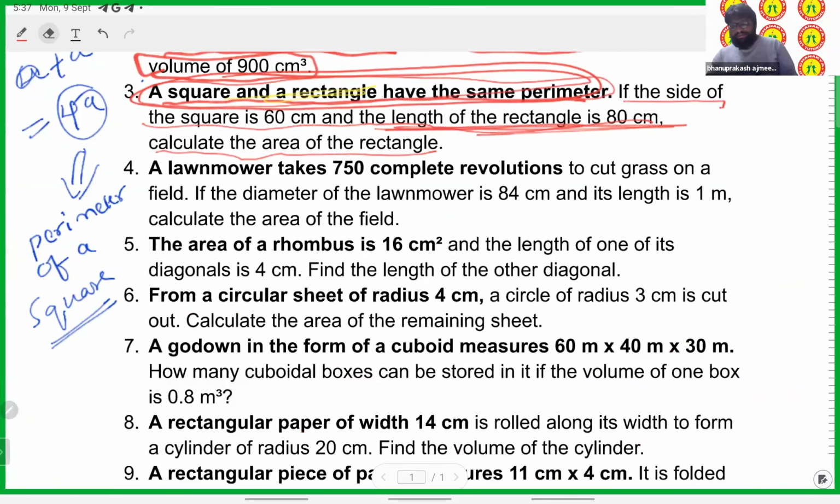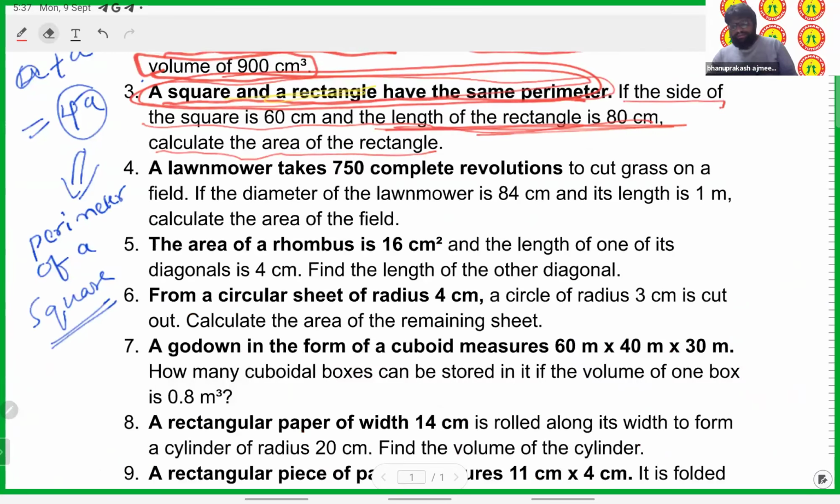Further, what I will do here now, 7 into pi is how much? 22 by 7. 7, 7 will get cancelled. So my answer is what? Area of the remaining sheet is what here? 22, sir. 22 centimeter square.